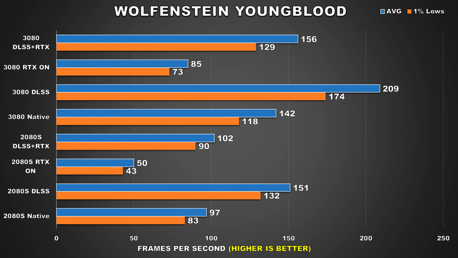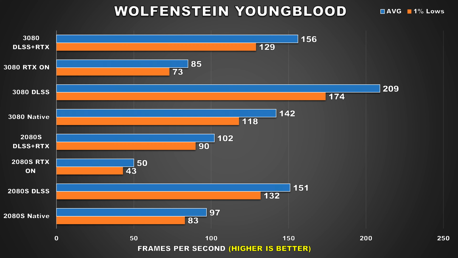And the 2080 Super also sees a larger margin at 55%, where now it's able to maintain 151 FPS average, and now the gap between the two GPUs is just 38%. With just ray tracing enabled, performance is still pretty good for the 3080, where it's able to average 85 FPS, a 40% delta, and 73 FPS for the 1% lows. The same can't be said for the 2080 Super. Here it's only getting 50 FPS average, so it sees a larger decrease in performance at 48%.